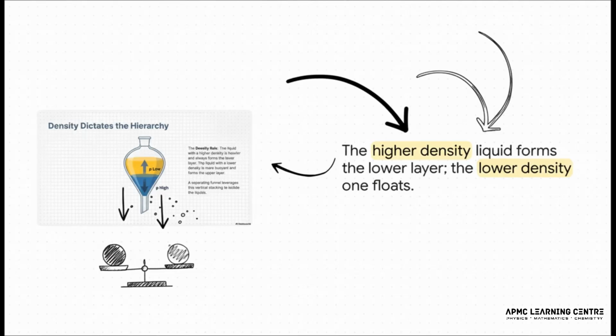So the big question is, why does one float and the other one sink? Well, it all comes down to one word: density. The best way to think about it is like stacking books. The heaviest, densest one always goes on the bottom, right? And the lighter ones go on top. It's exactly the same with liquids. The liquid with the higher density sinks, and the one with the lower density, it floats. Simple as that.